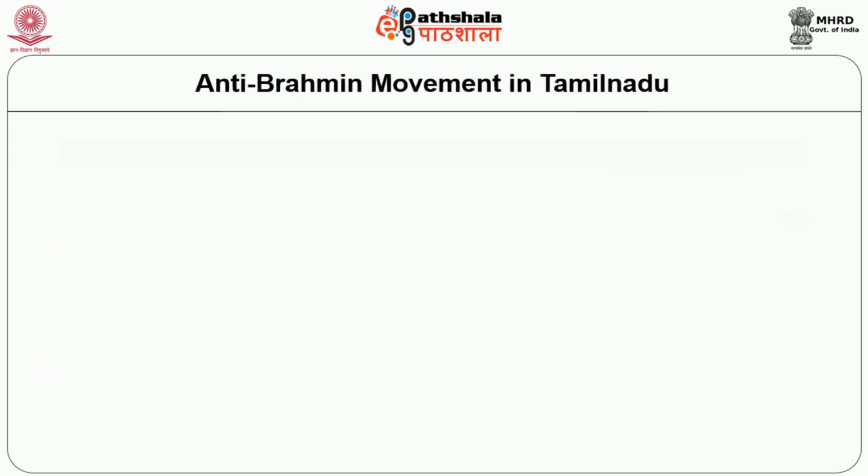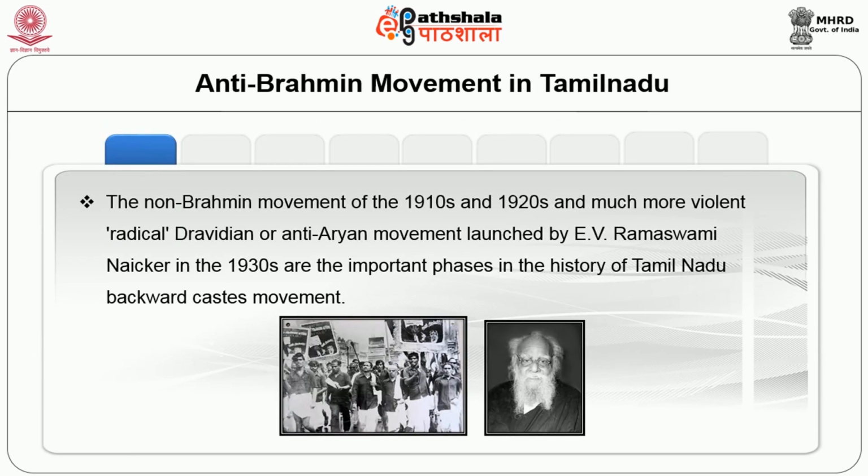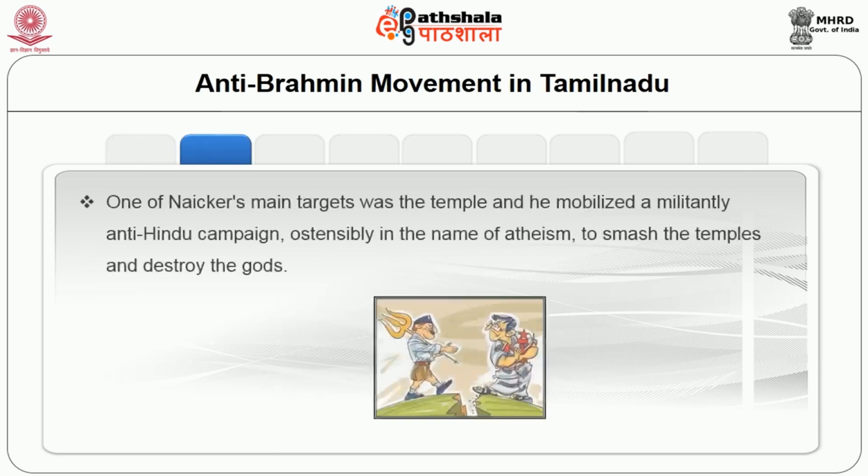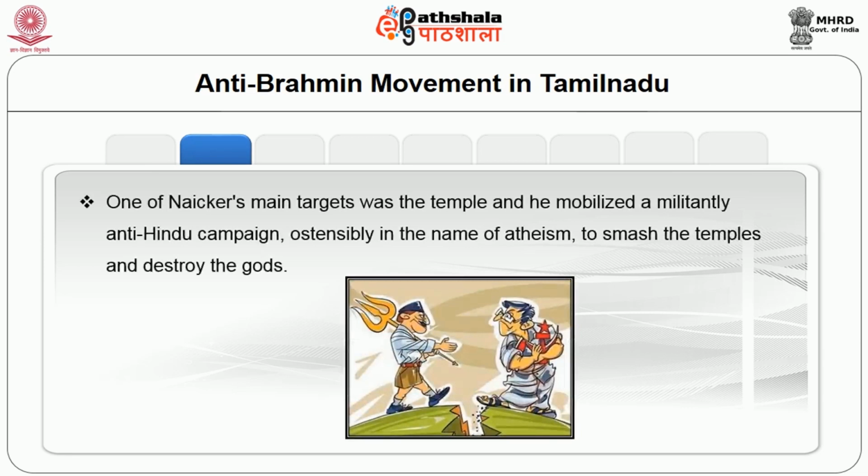Anti-Brahmin movement in Tamil Nadu. The non-Brahmin movement of the 1910s and 1920s and the much more violent, radical Dravidian or anti-Aryan movement launched by E.V. Ramaswamy Naicker in the 1930s are the important phases in the history of the Tamil Nadu backward caste movement. One of Naicker's main targets was the temple, and he mobilized a militantly anti-Hindu campaign, ostensibly in the name of atheism, to smash the temples and destroy the gods.